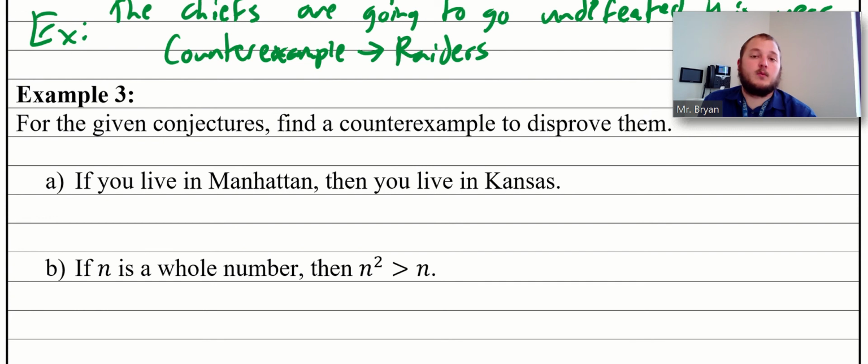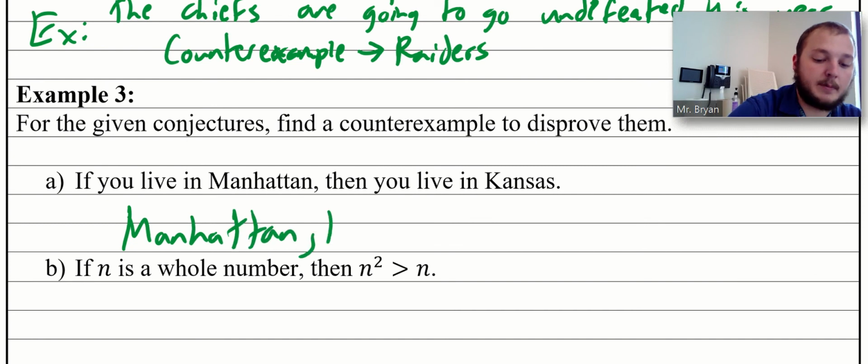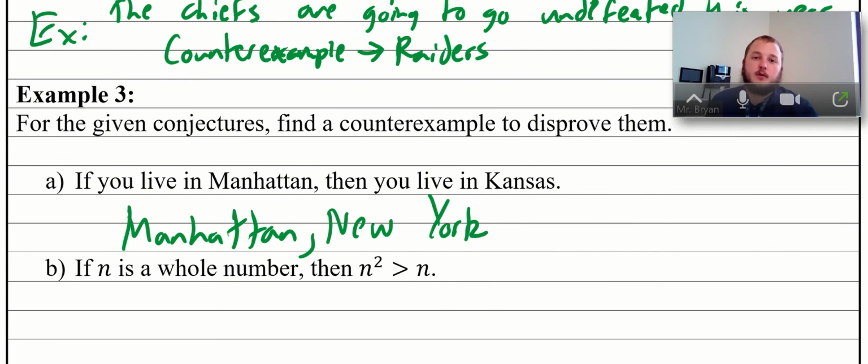What would be an example where you would live in Manhattan, but you do not live in the state of Kansas? Well, hopefully some of you understand this, but there's not just one Manhattan, right? In fact, a counterexample here would be the much more popular Manhattan in New York. There's New York City, that is Manhattan. And so that would be a counterexample, saying that statement is not true because I have one reason where it shows it's not. Okay, so that's just one example of a counterexample.